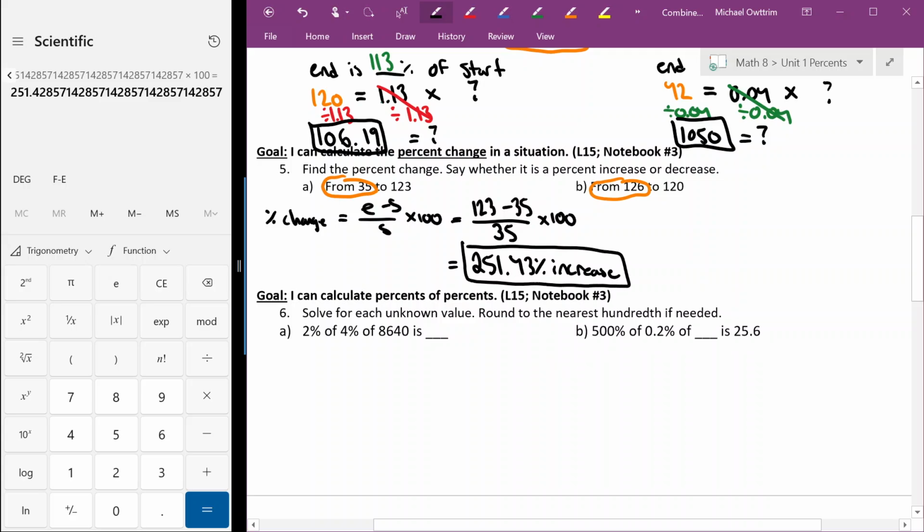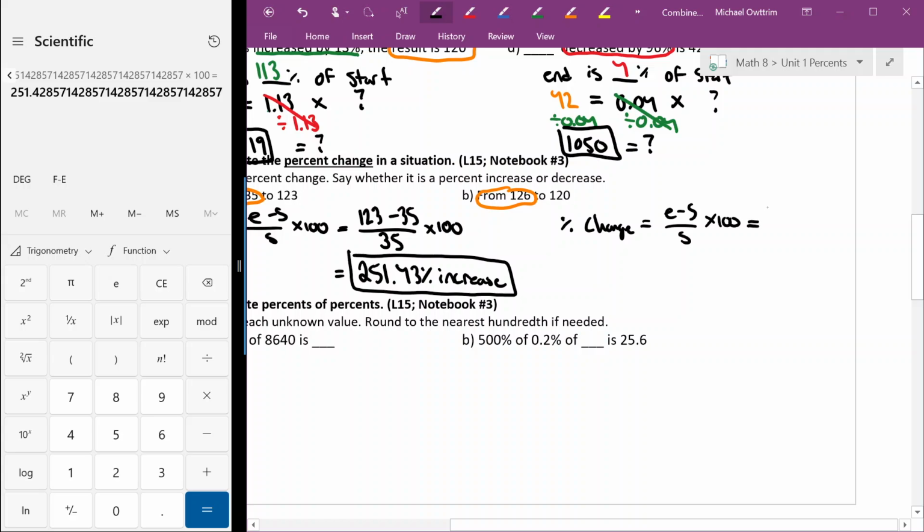Same type of thing in question B. So we'll say our percent change equals our end minus start over start times 100. We'll fill in that our end is 120. We have to subtract our start of 126. We'll divide by 126, and we'll times 100. On top here, we get a negative number. 120 take away 126 is negative 6.